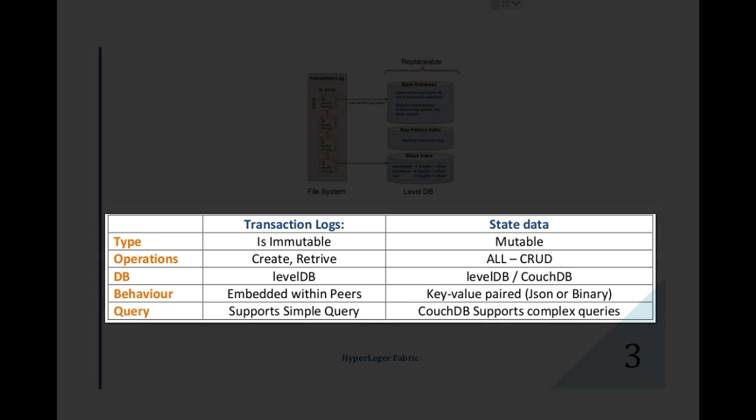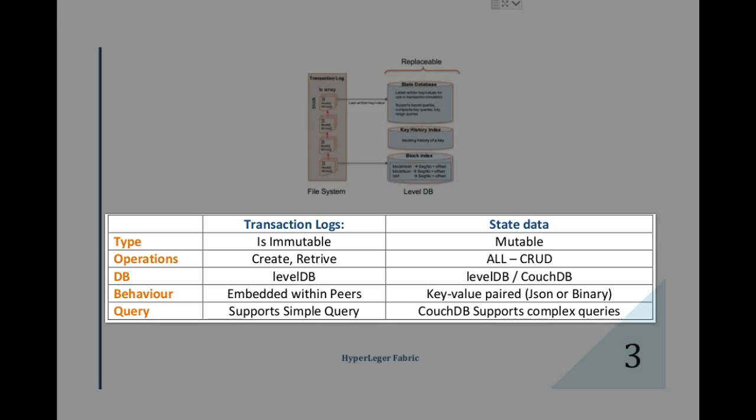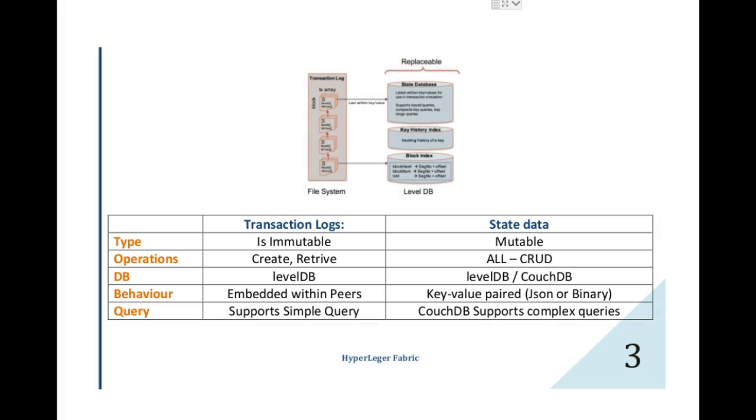As you can see below, we have categorized transaction log and state data into 5 categories, that is type, operations, DB, behavior, and query. Transaction logs are immutable, that is, once submitted it cannot be deleted, while state data is mutable. You can perform delete operation. On transaction logs, you can perform operations like create and retrieve. On state database, you can perform all CRUD operations, that is create, read, update, or delete.